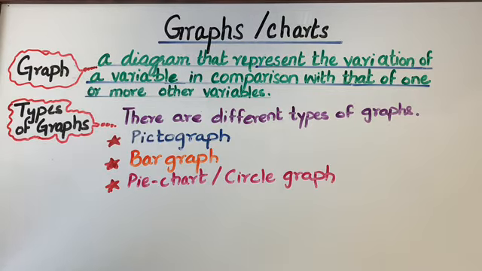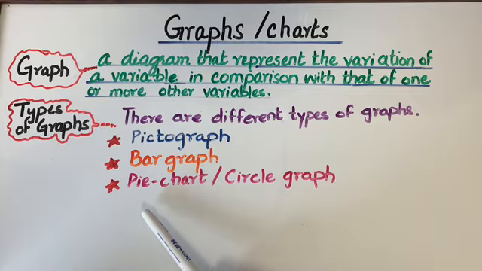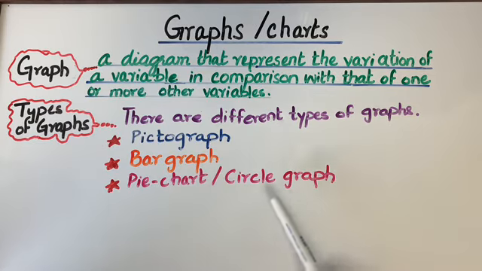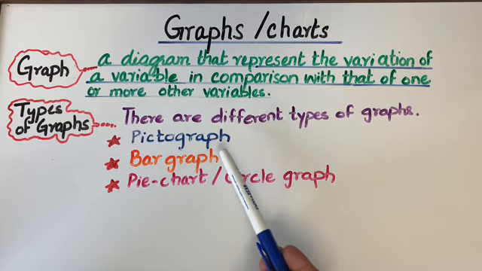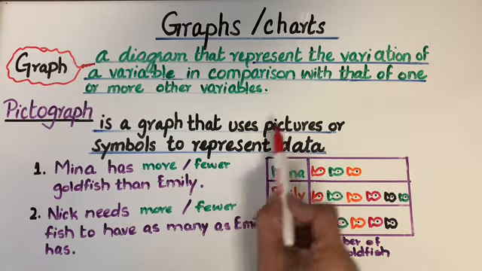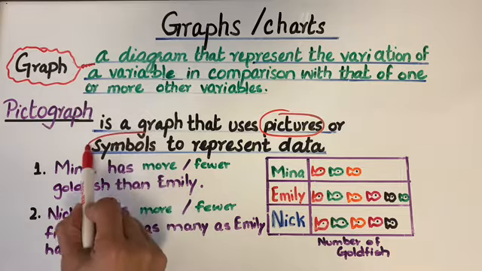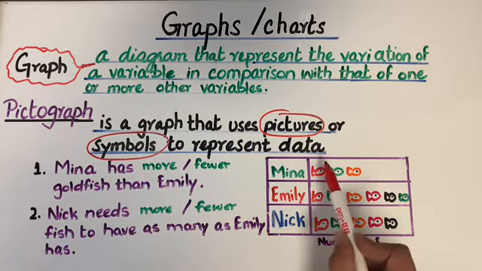There are different types of graphs. Some of them I have mentioned here: pictograph, bar graph, pie chart. We can also call it circle graph. In my today's video, I will talk about pictograph. Pictograph is a graph that uses pictures or symbols to represent data.